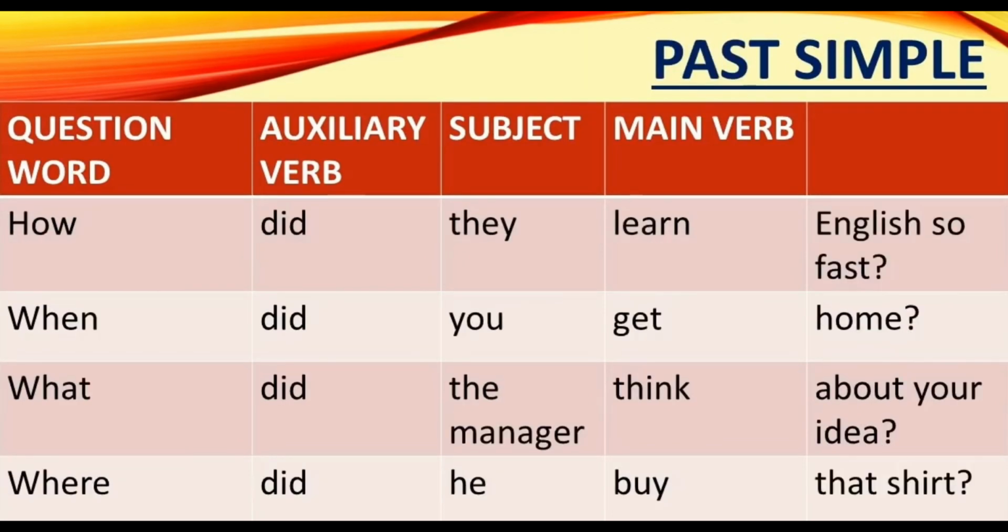The formula also works in the past simple, where the auxiliary verb is did. For example, how did they learn English so fast? When did you get home? What did the manager think about your idea? Where did he buy that shirt?